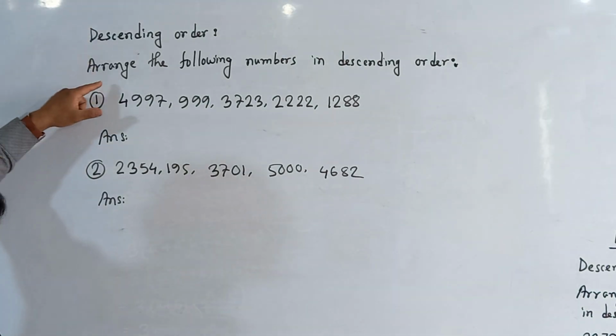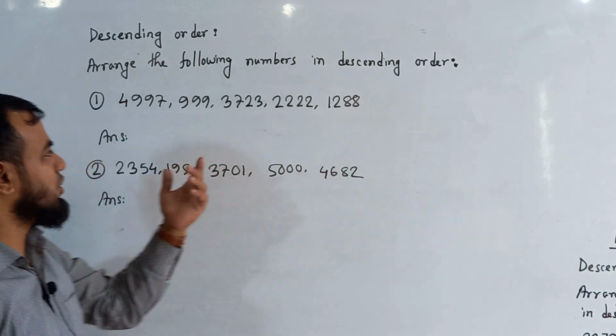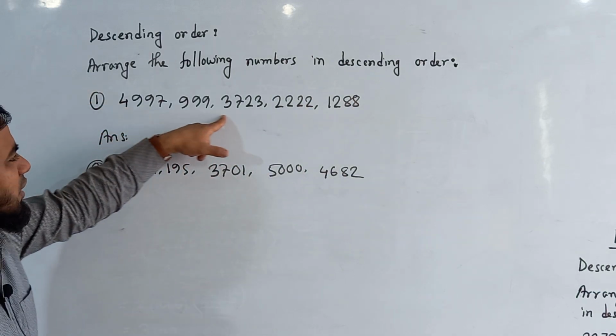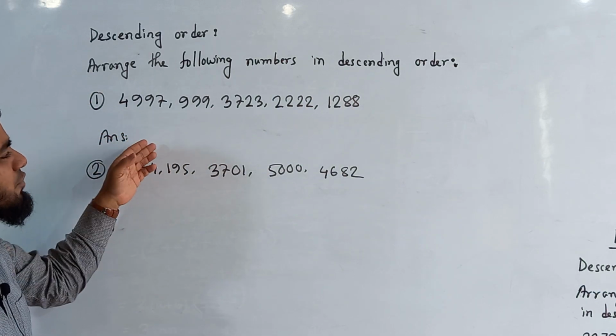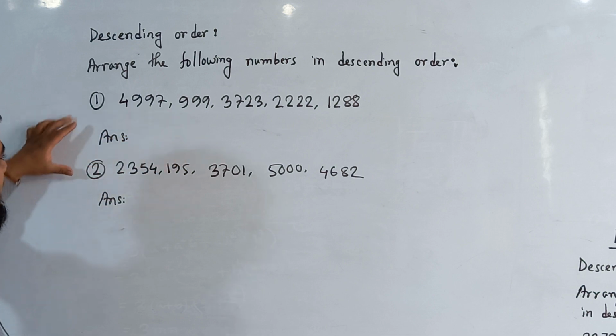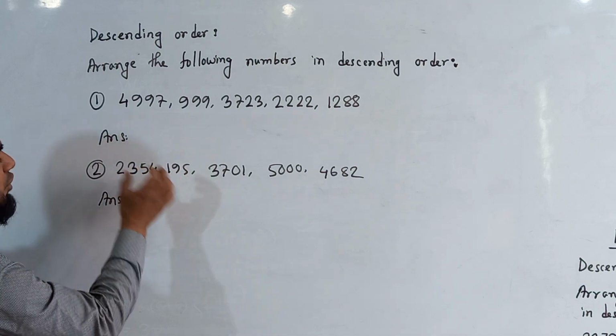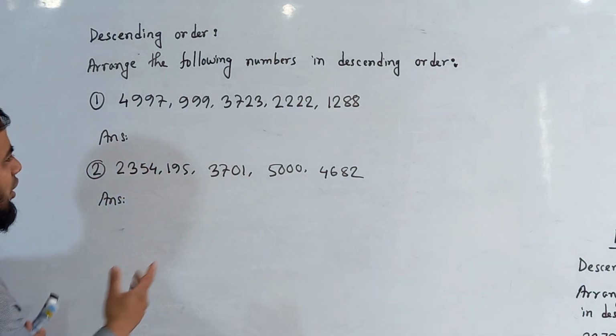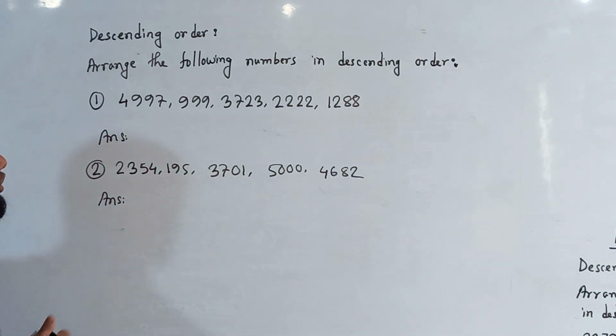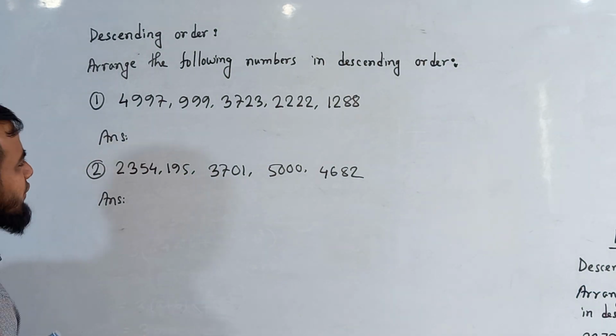Okay, the question is: arrange the following numbers in descending order. So the given numbers here we should write down in descending order, that means from greater to smaller. Here we have two questions. In two questions we need to arrange 5 numbers from greater to smaller. So how should we arrange this one? We should look at the highest place value.